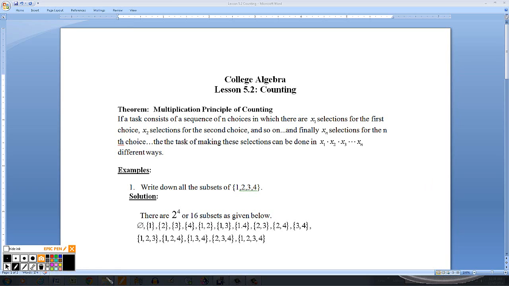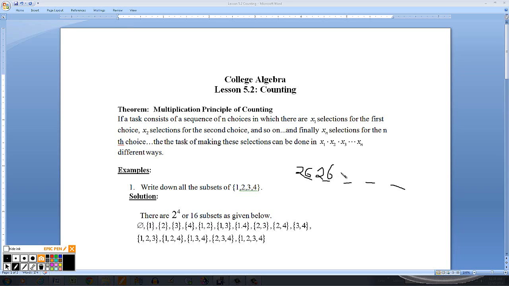As another example, let's suppose you want to know how many license plates for a car can be done if there's 2 letters followed by 3 numbers. Okay, so 2 letters followed by 3 numbers. So there's 26 letters in the alphabet. So for the first one, I can select any one of 26. And then for the next one, unless they tell me that letters can't be repeated, I can select any one of 26 again.